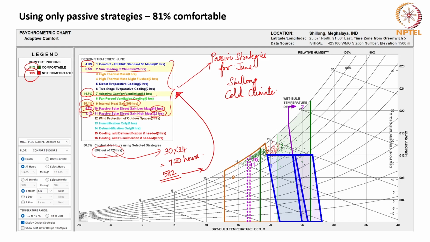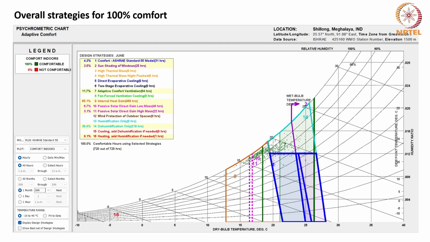Now, do not use more passive strategies because that is only a waste of money and time. So, exactly what strategy to use and how that will cause a shift, the psychrometric chart will help you to ascertain. Then, in order to make the remaining months also 100% comfortable, what strategies must be used?